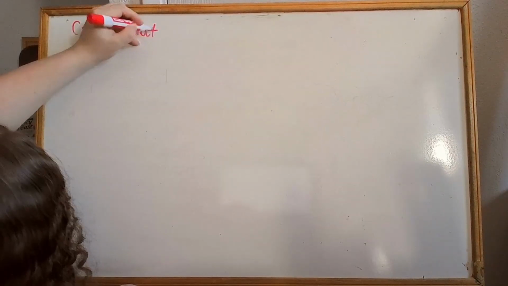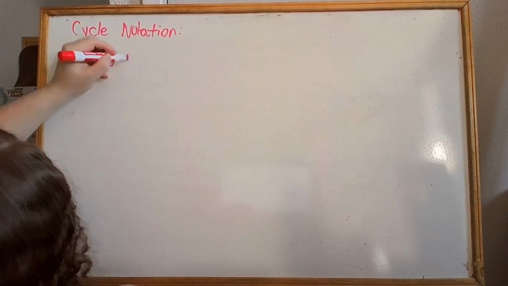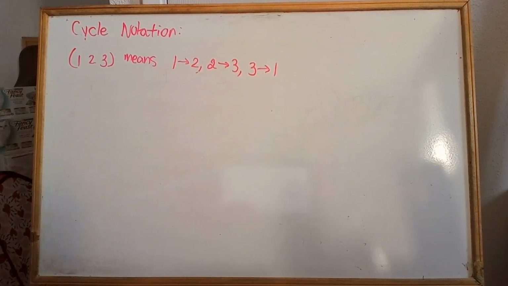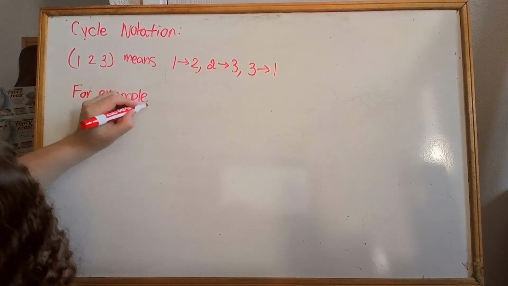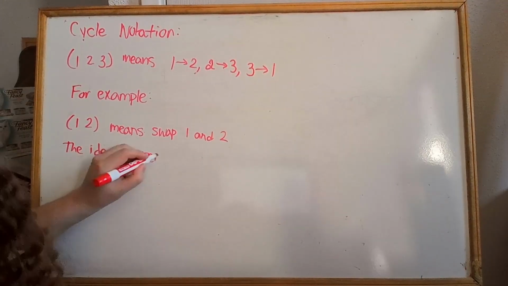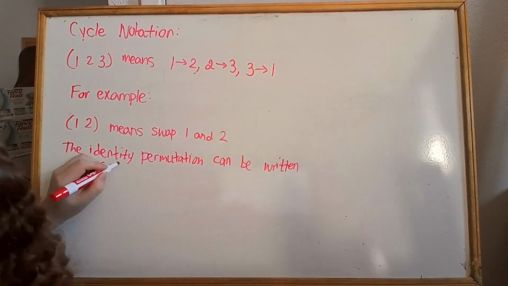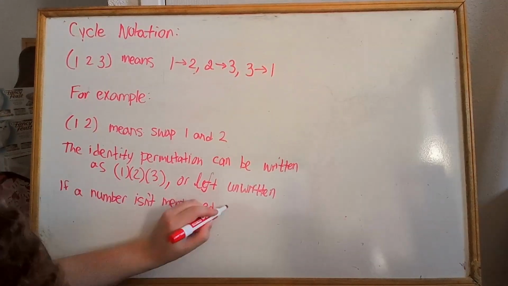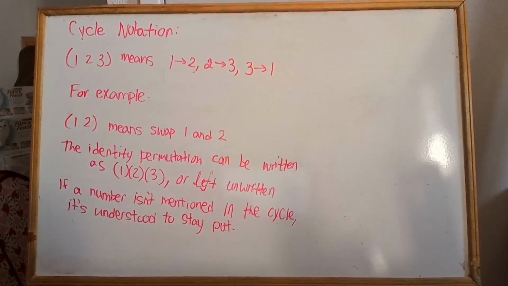But writing these permutations as full before and after tables is unwieldy, so mathematicians use a shorthand called cycle notation. Cycle notation: (1 2 3) means 1 goes to 2, 2 goes to 3, and 3 goes to 1. For example, (1 2) means swap 1 and 2. Everything else stays fixed. The identity permutation, where nothing moves, can be written (1 2 3), or just left unwritten. If a number isn't mentioned in the cycle, it's understood to stay put.